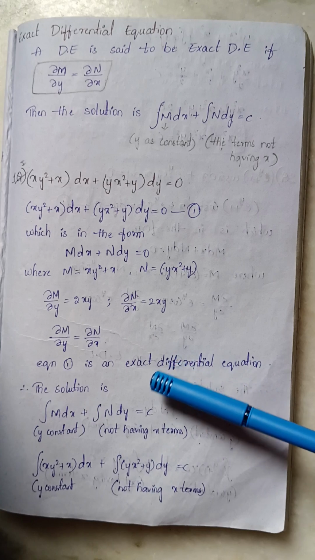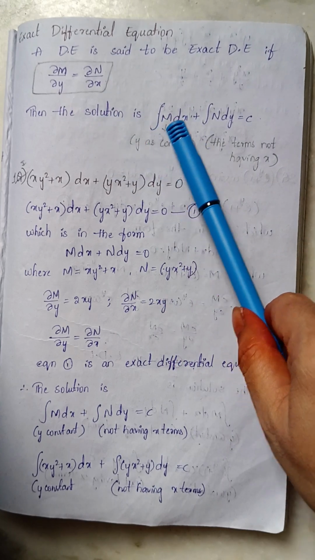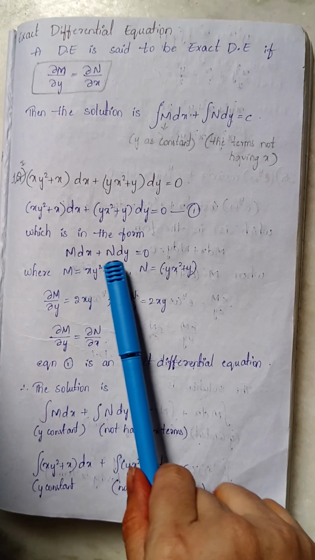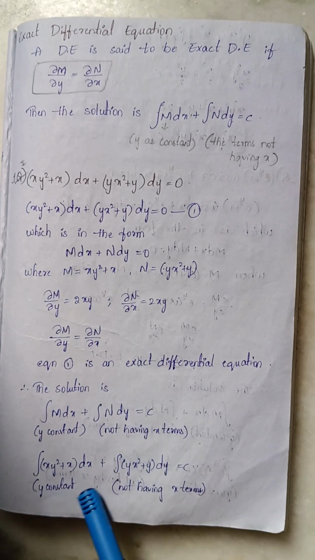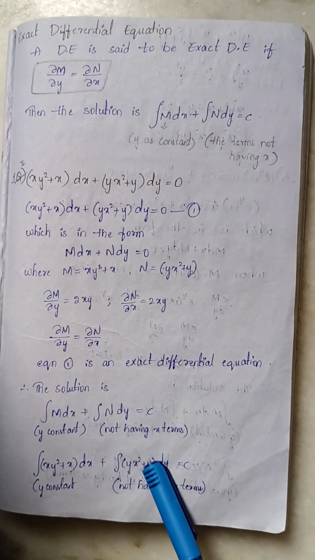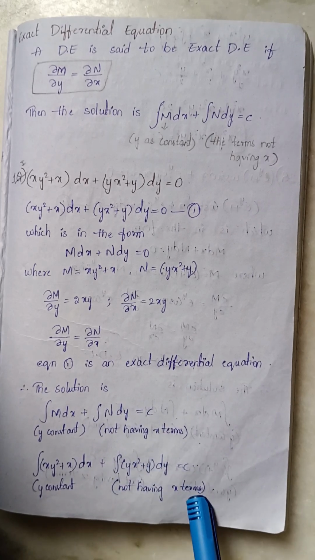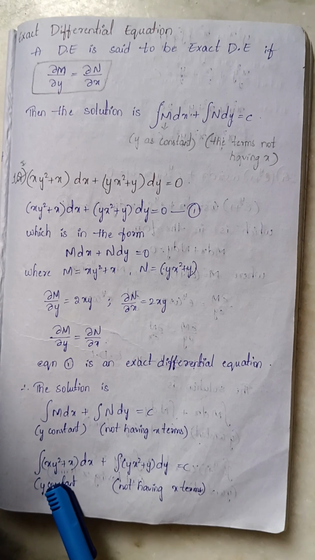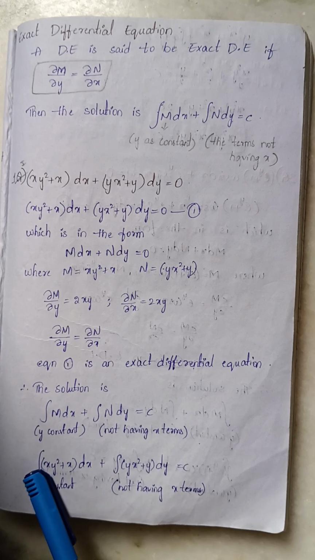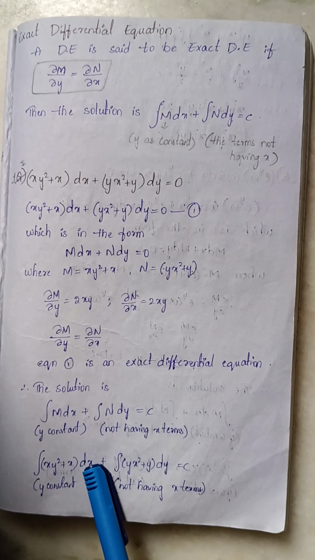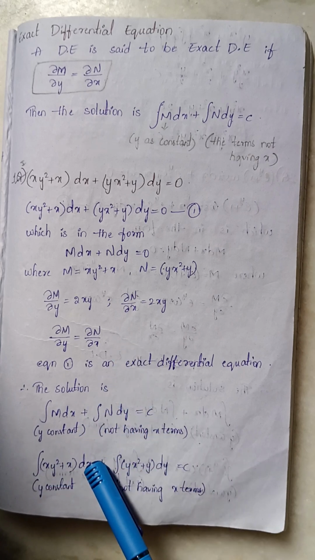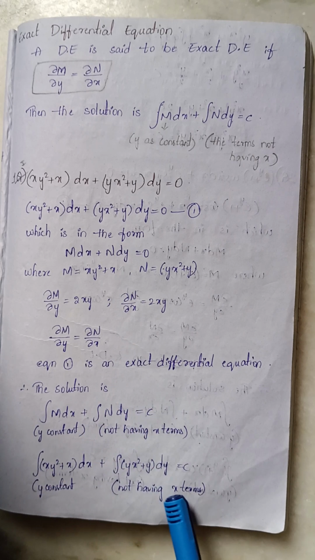In this case, what is the solution? Integration of M dx, with y as constant, plus the integration of those terms in N which do not have x terms. When integrating with y constant, y square is constant, so y square stays as it is. Integration of x dx is nothing but x square by 2. Similarly, integration of x dx is x square by 2. See here, we take only the terms not having x.